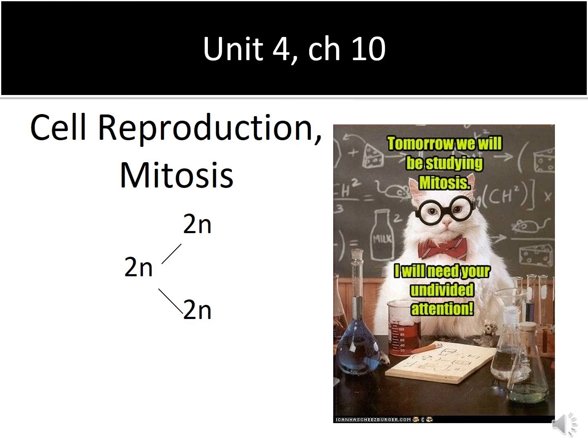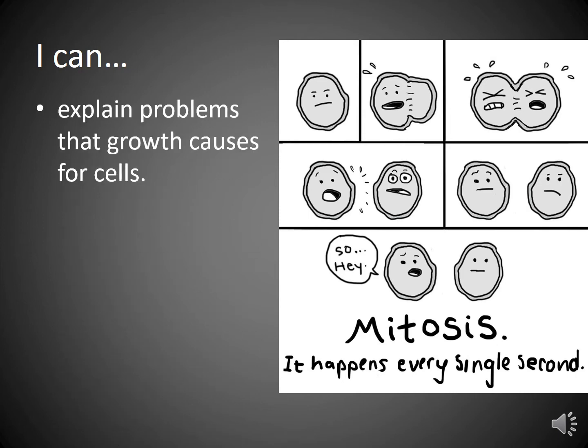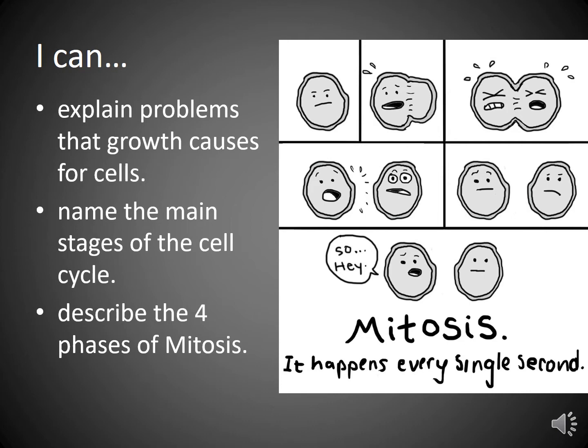Hello, everybody. We are starting our Unit 4 on genetics. The first thing we're going to be doing is mitosis, which is part of the cell cycle, also known as cell division. So, I can statements: explain the problems that growth causes for cells, name the main stages of the cell cycle, and describe the 4 phases of mitosis.